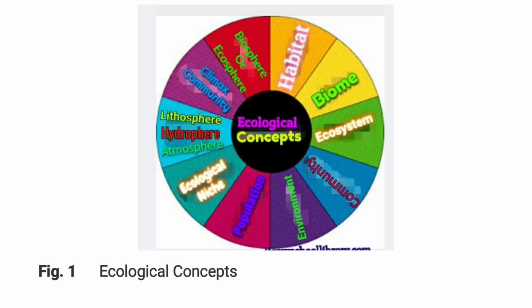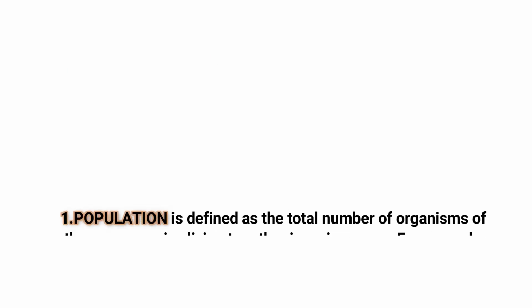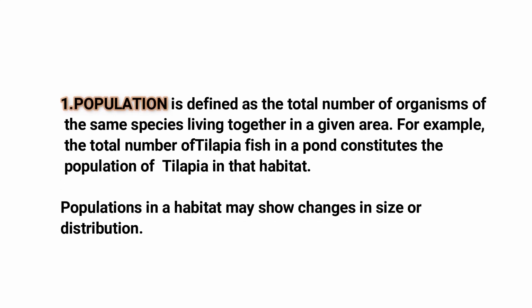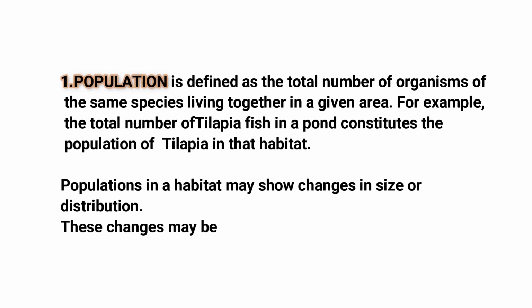Ecological concept: population. Population is defined as the total number of organisms of the same species living together in a given area. For example, the total number of tilapia fish in a pond constitutes the population of tilapia in that environment. Populations in a given habitat may show changes in size or distribution.